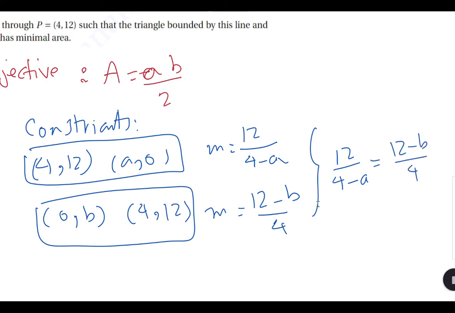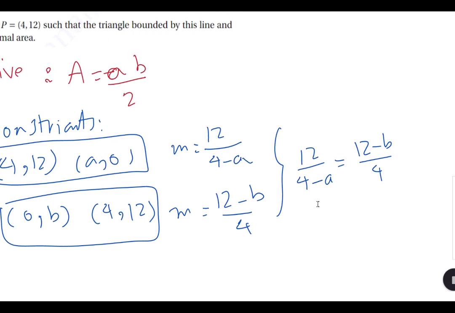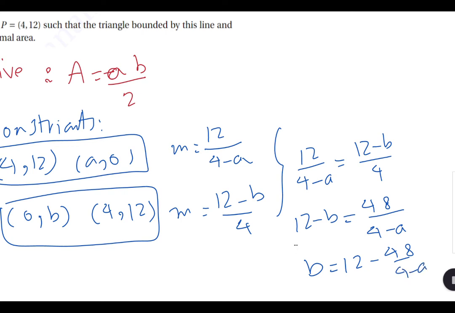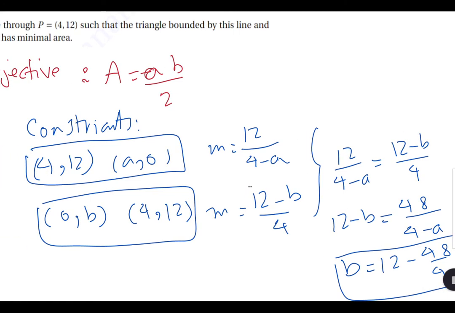Then the next thing that comes about is that I really need to solve for one variable in terms of the other, and B is here in the numerator. So I'm going to multiply both sides by 4 and write 12 minus B is equal to 48 over 4 minus A. Then solve for B: adding B to both sides and subtracting this expression from both sides, that's my final answer. I'm going to box this one because that's the good constraint part, right? I simplified the constraint to that.